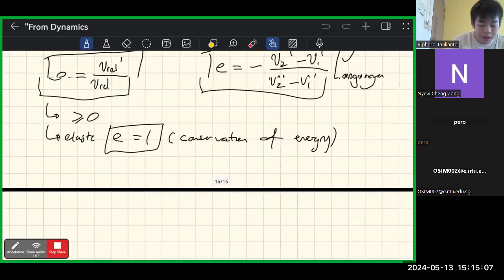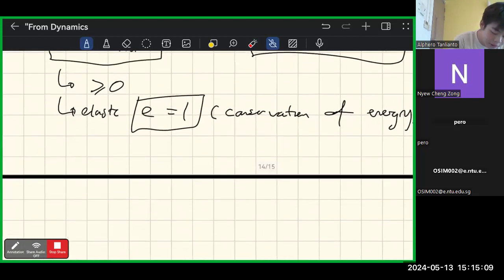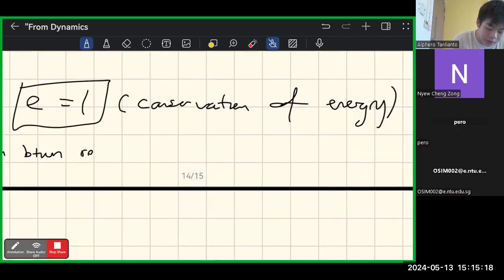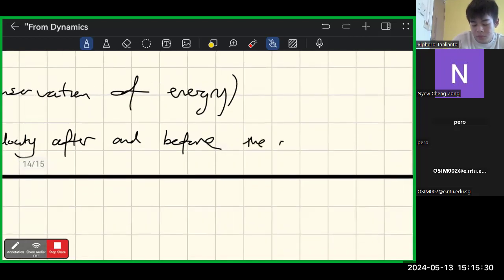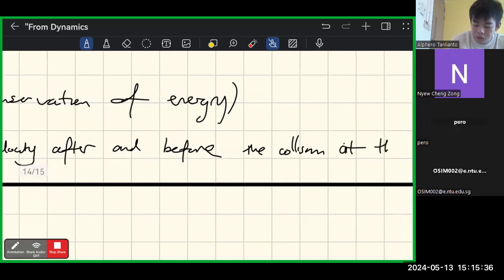So E here is the comparison between the relative velocity after and before the collision at the contact point.